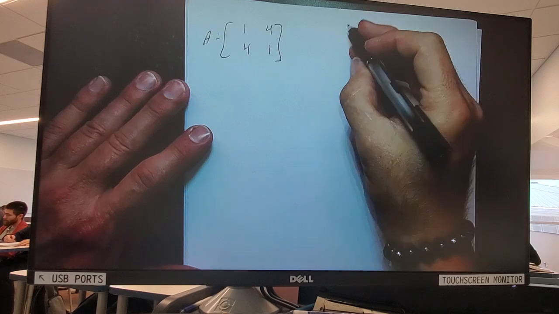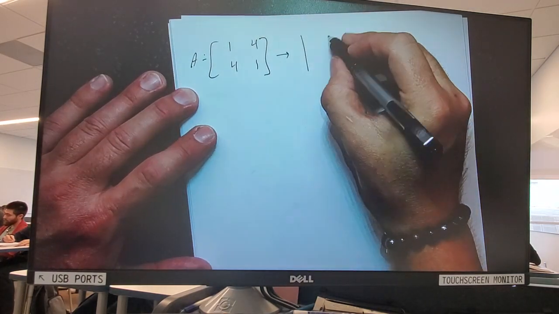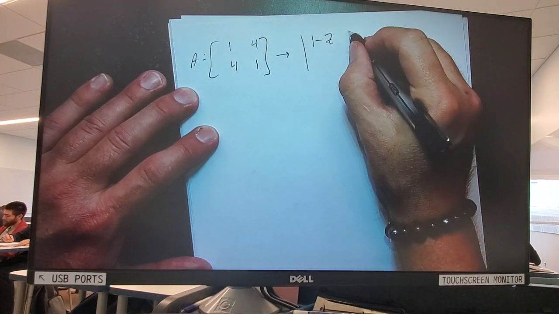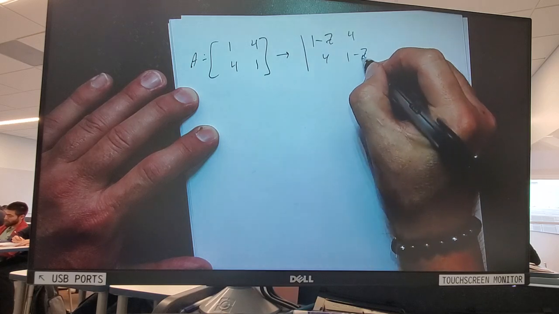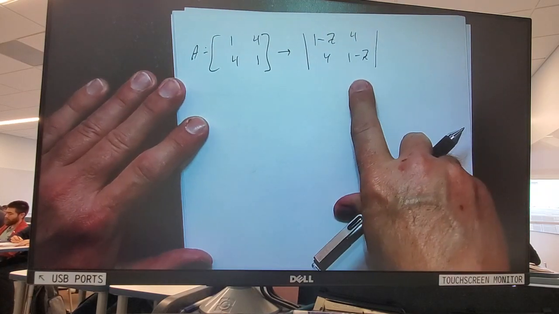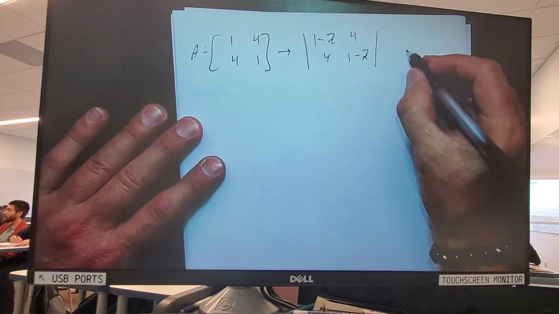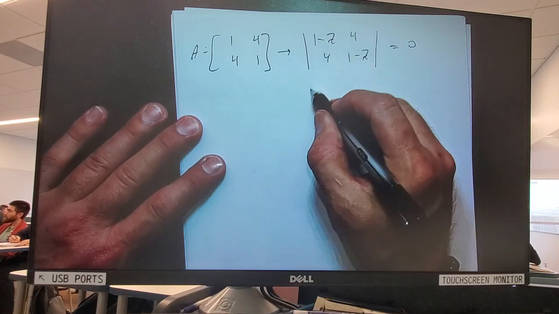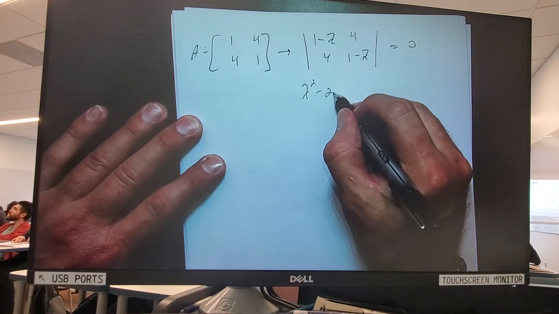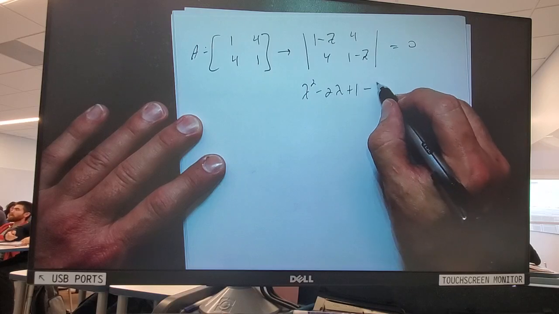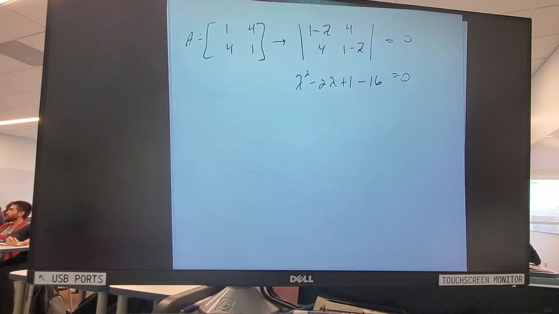Just to do this very quickly, I'm going to hop straight to putting the determinant together. That's my A minus lambda I, and I want to force the determinant to be 0. So I get lambda squared minus 2 lambda plus 1 minus 16. You guys all right? So do that real quick and get the two lambdas.